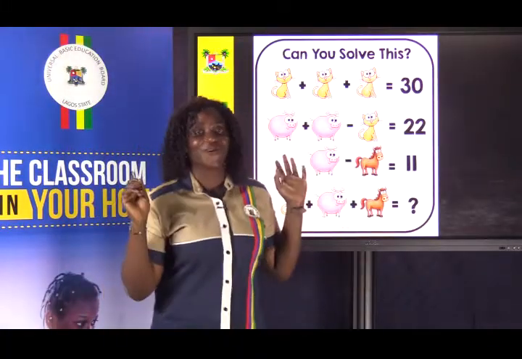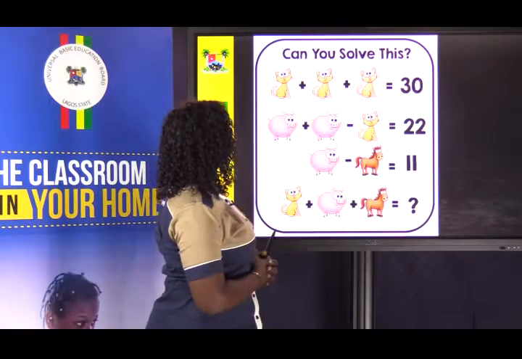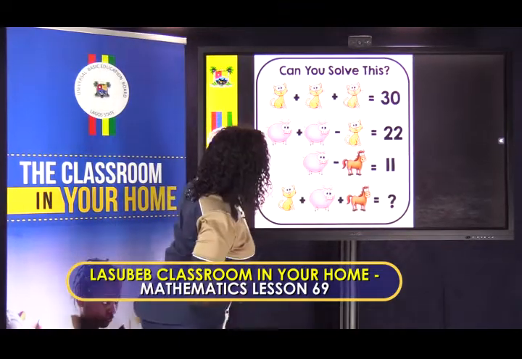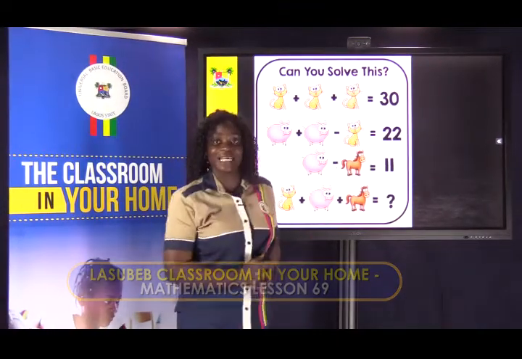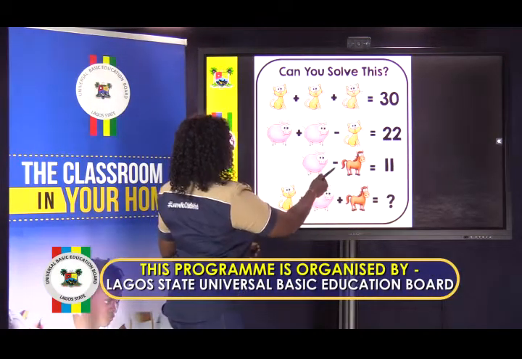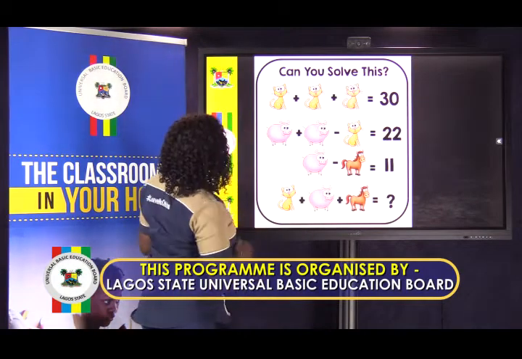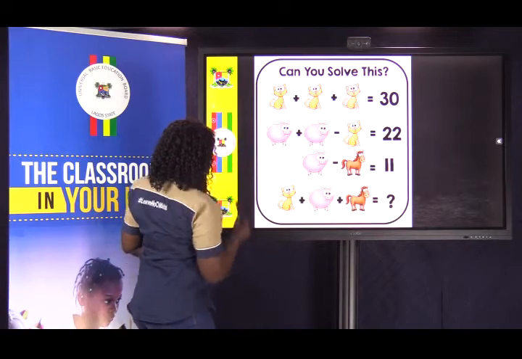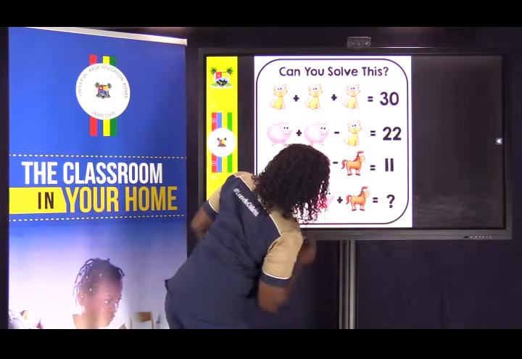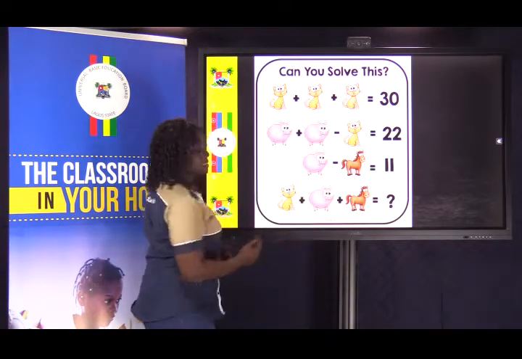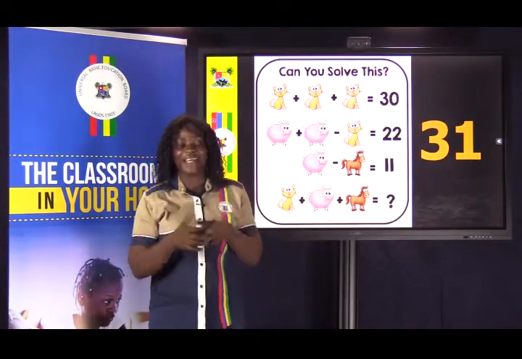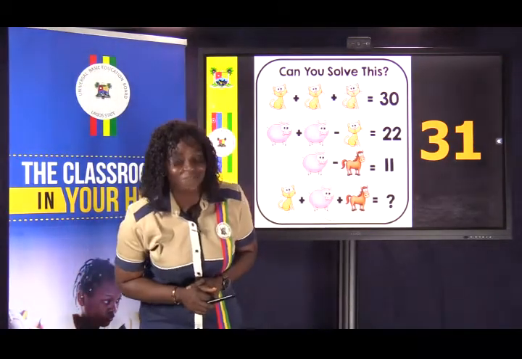Okay, I'm back, so it's time up. Let's solve this puzzle. Yes, 10 plus 10 plus 10 gives 30. Yes, 10 plus 22 gives 32. So it means that the pigs are 16 and 16. 16 take away 5 gives 11. So now we know that the cat is 10, the pig is 16 and the goat or the horse is 5. So 10 plus 16 gives 26. 26 plus 5 gives 31. Yippee! Did you get that puzzle correctly?